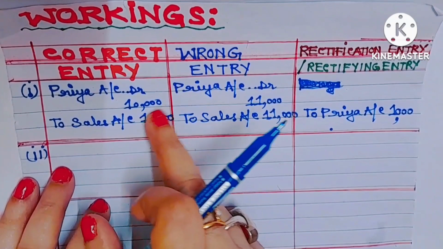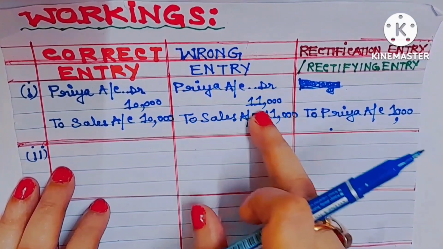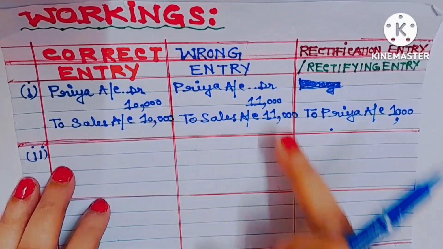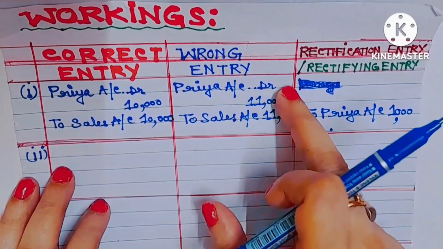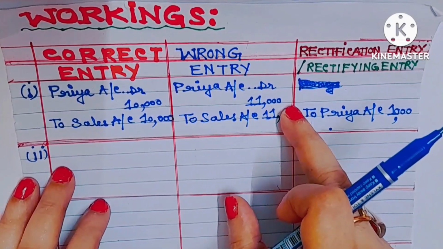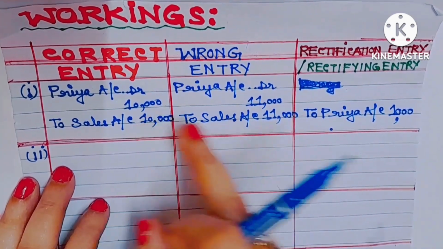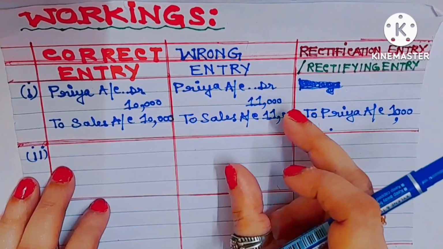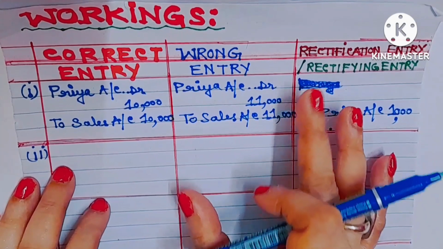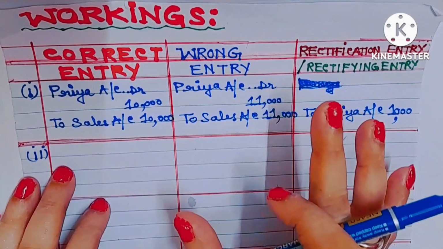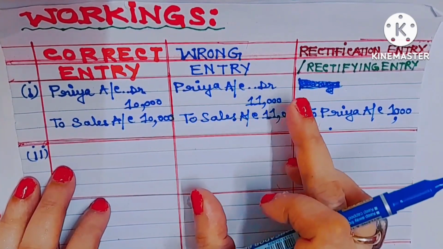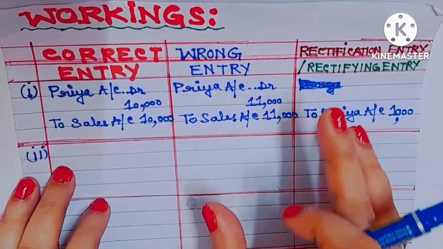Suppose this is 10,000 and they have wrongly recorded 15,000. And in the wrong entry, they have recorded Priya account debit 15,000. So what is the differential amount? 15,000 minus 10,000, 5,000. So 5,000, they have recorded more. 5,000 ওরা বেশি লিখেছে wrong entry তে. So আমাকে কি করতে হবে? We have to decrease 5,000.